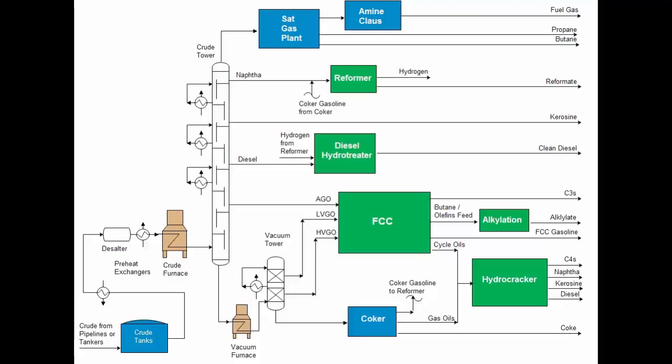The process unit operation in a refinery that increases octane number is called a reformer. It's such an essential operation that there's a reformer in virtually every refinery in the world.